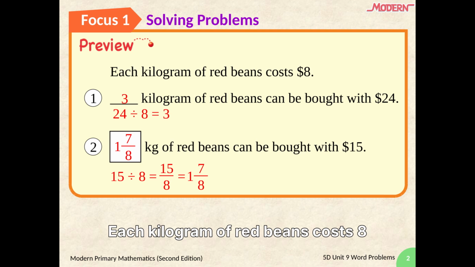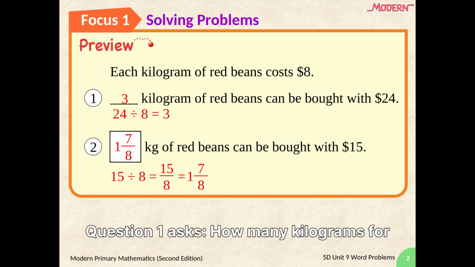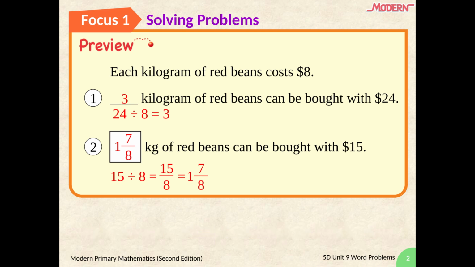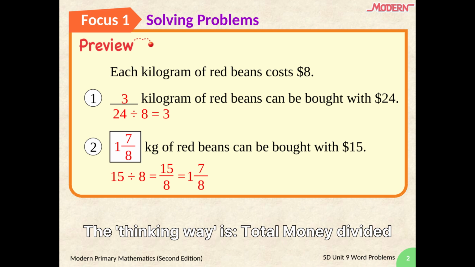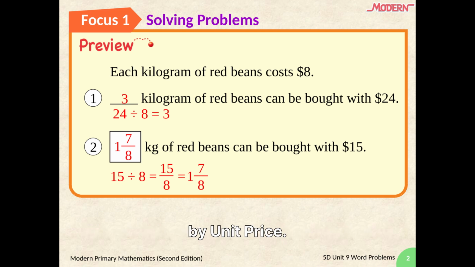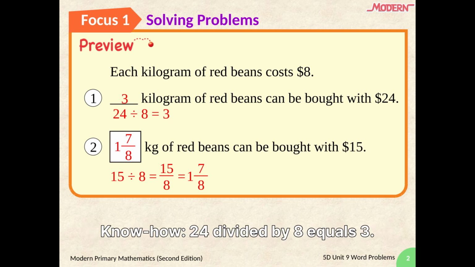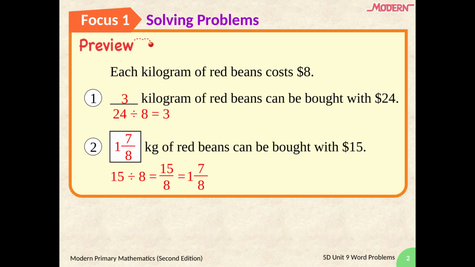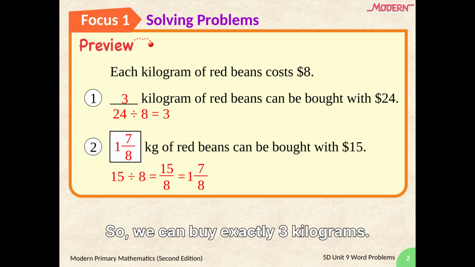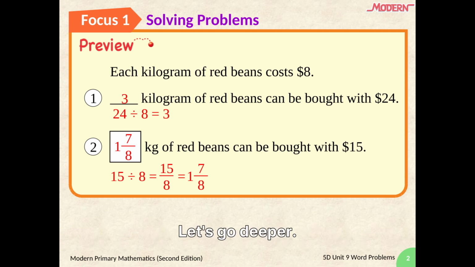Each kilogram of red beans costs $8. We want to find out how much we can buy. Question 1 asks, how many kilograms for $24? The thinking way is total money divided by unit price. Know-how, 24 divided by 8 equals 3, so we can buy exactly 3 kilograms. Simple enough, right? Let's go deeper.